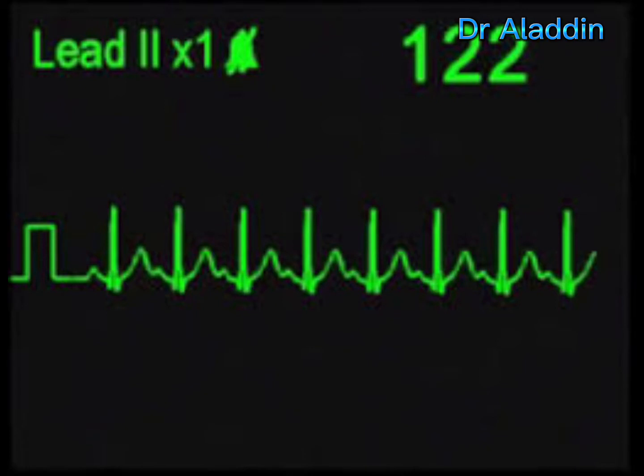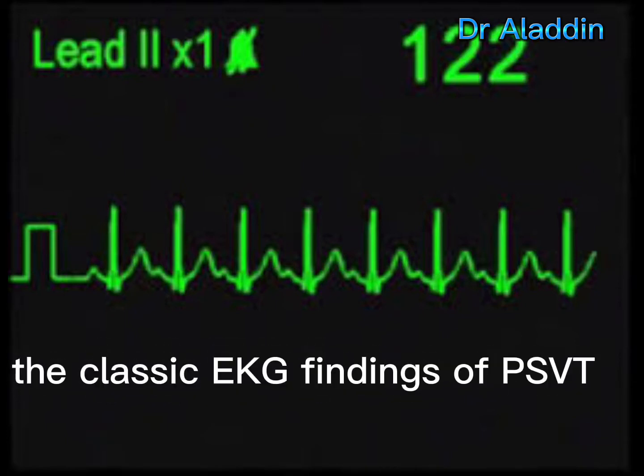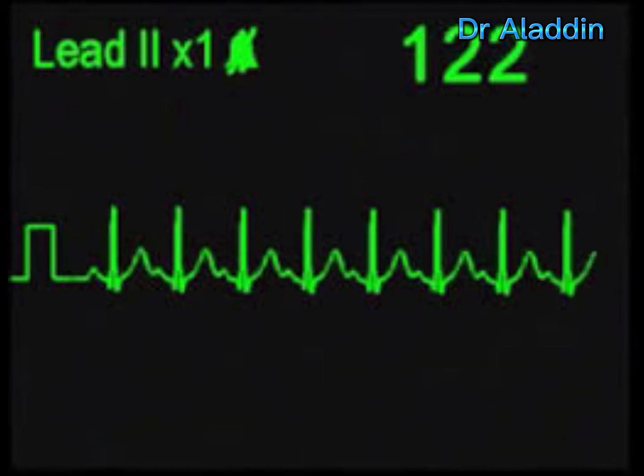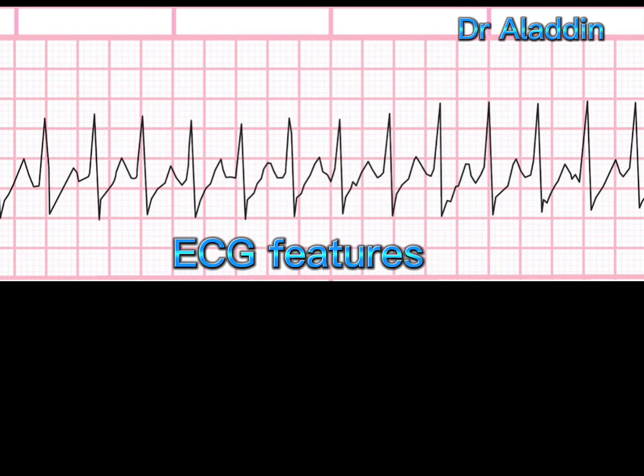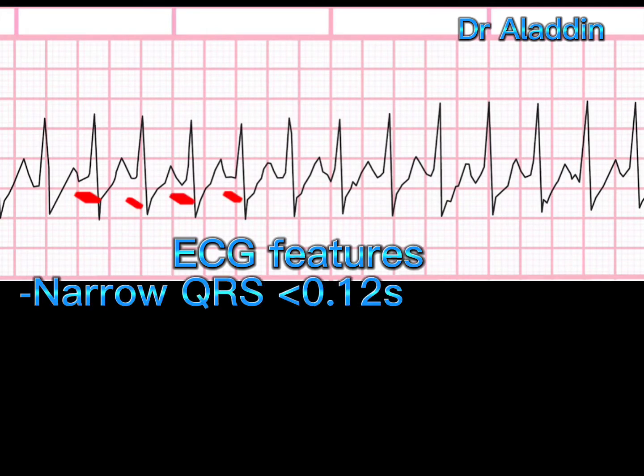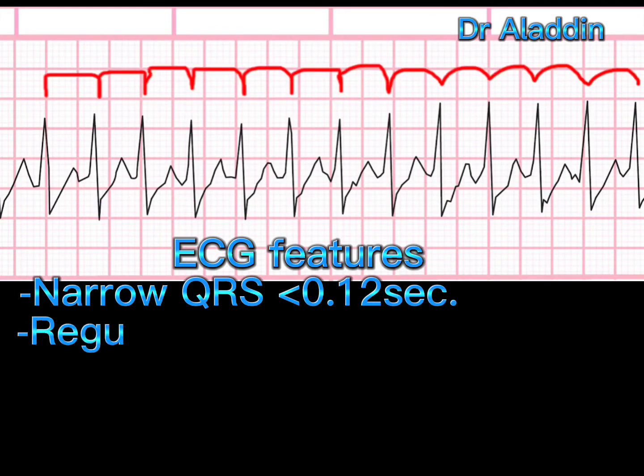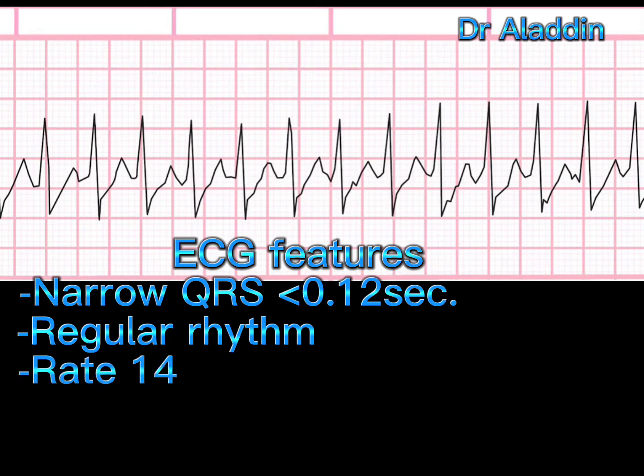But in this video, we will focus on the electrocardiographic features of paroxysmal SVT and their possible managements. So what are the classic EKG findings of PSVT? These are the ECG features of paroxysmal SVT. Narrow QRS complexes, less than 0.12 seconds. Regular RR interval. Rate usually between 140 to 290 beats per minute.